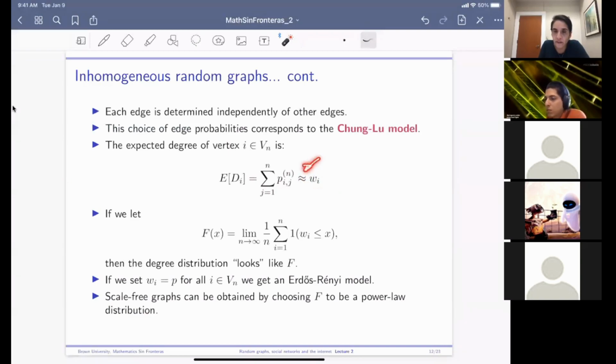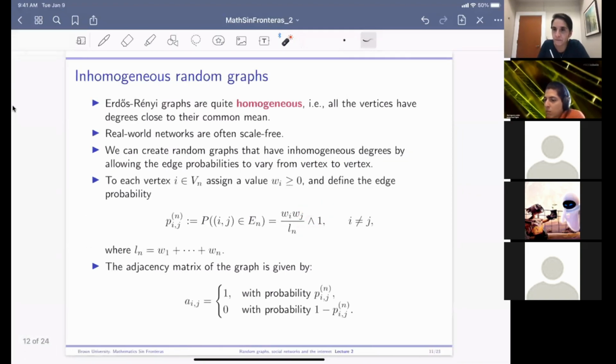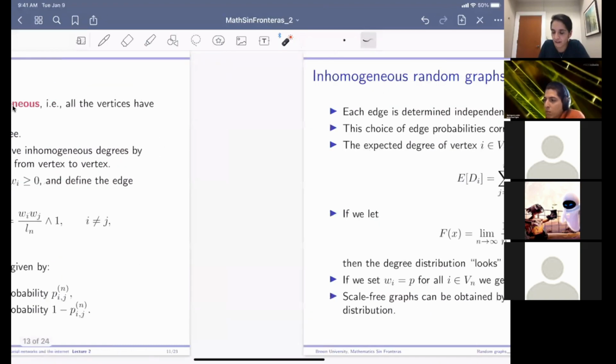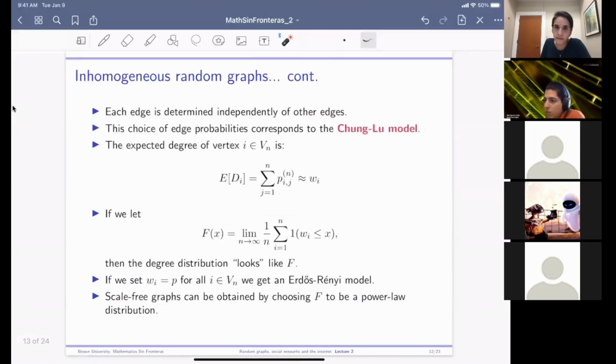So the expected degree is the sum of these p_ij's, which is roughly W_i. I put the roughly and not the equality because in case I have to use a minimum, then I actually do not have strict equality. If the W's are such that the worst pair is always smaller than ln, then I can drop the minimum and this becomes exact. But in general, this is just an approximation, and what it tells us is that roughly the expected number of neighbors that vertex i is going to have is that parameter of extrovertedness that we gave it, which is W_i.